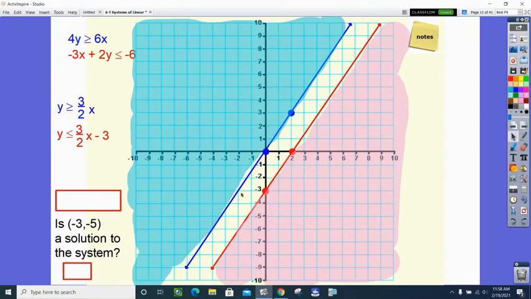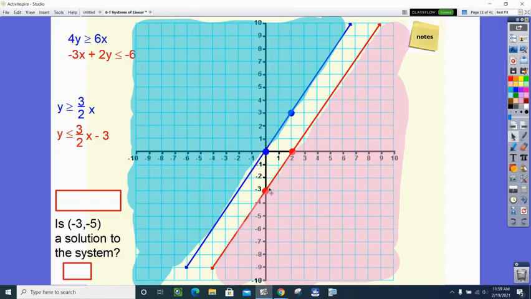So basically, here is the top one. It does not seem to have a y-intercept, which means it's 0. And then we go up 3/2. It's a solid line. I can't use (0, 0) as my test point. You could come out and use (3, 1), however. And if you put (3, 1) in, it doesn't work. So you would shade up here in the blue.